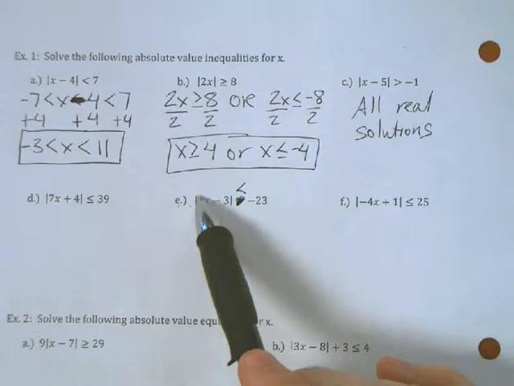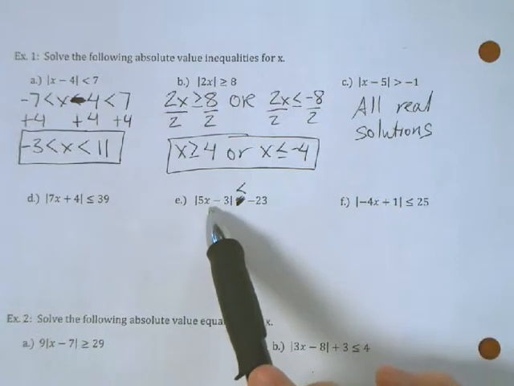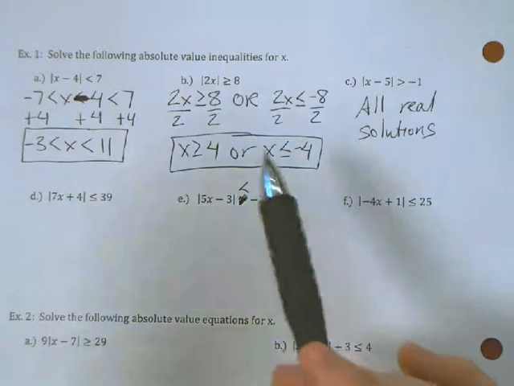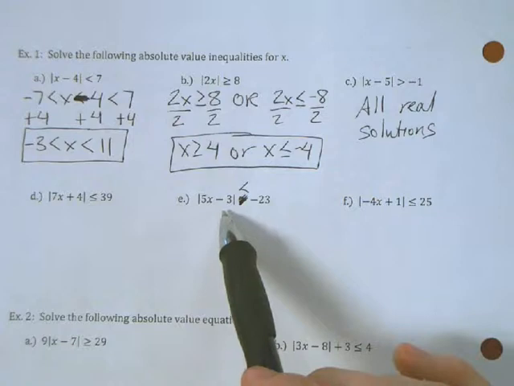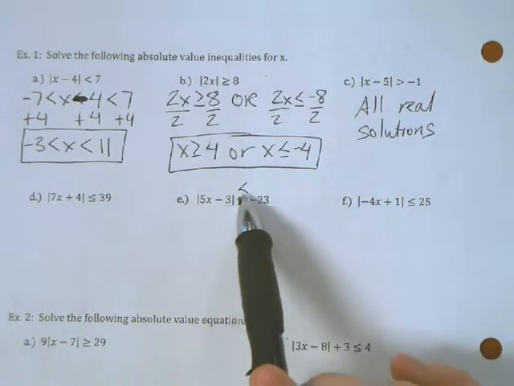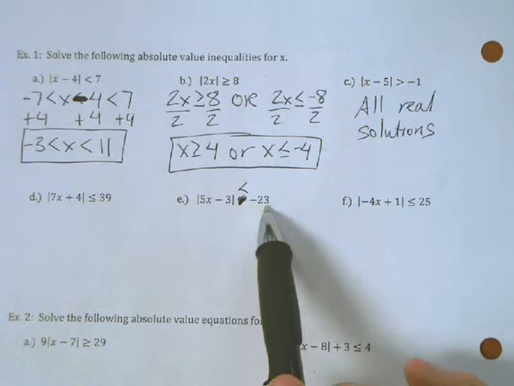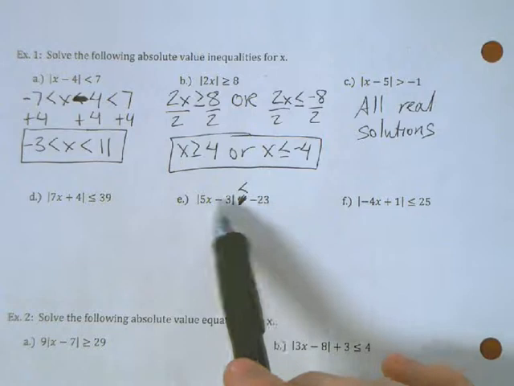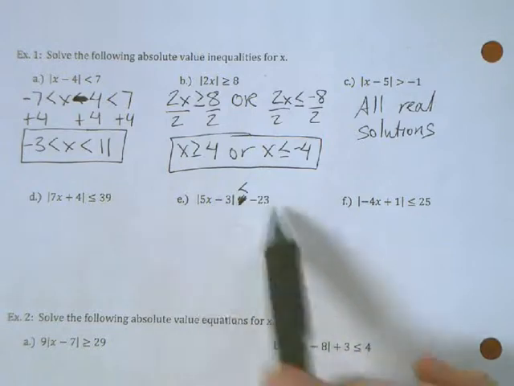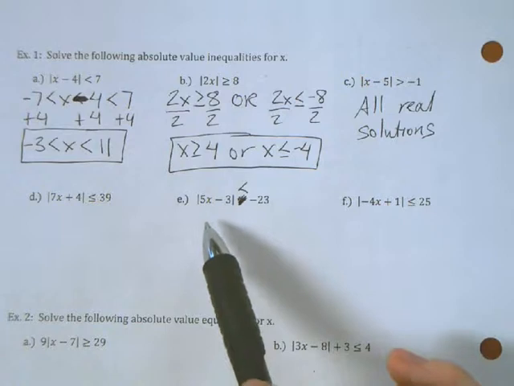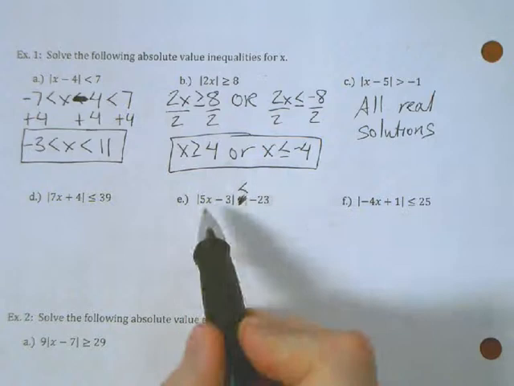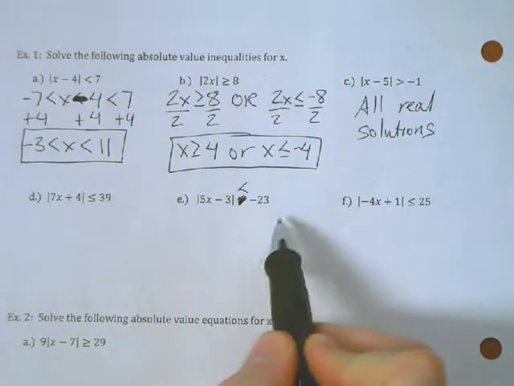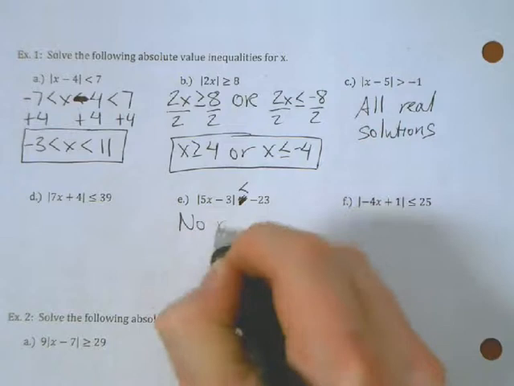Why can't this be true? Because no matter what I plug in for x on this side, once I do all these operations and then have an absolute value, it's either going to come out as 0 or it's going to come out as a positive number. So 0 is never less than negative 23, right? Or any positive number is never less than negative 23. So this inequality is never going to be a true statement. It's always going to be false. So in this case, when you have absolute value less than a negative number, there are going to be no real solutions.